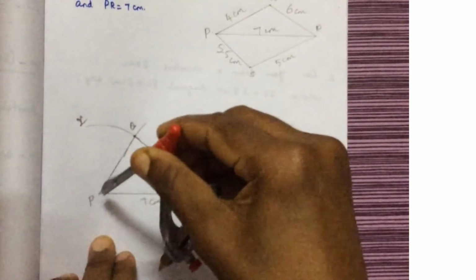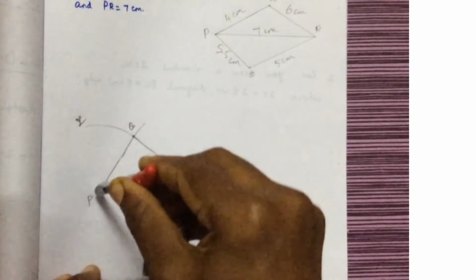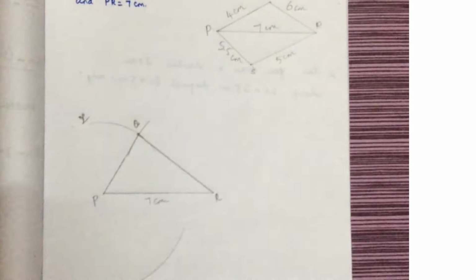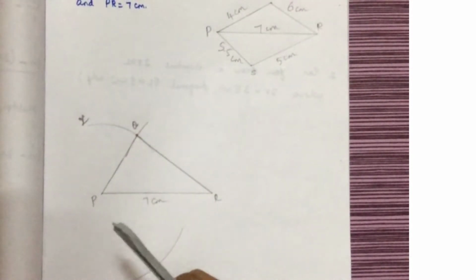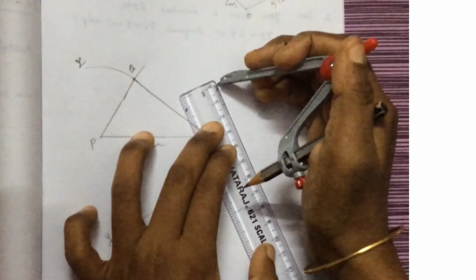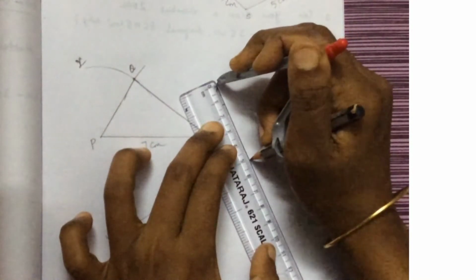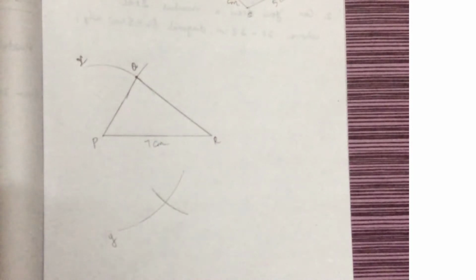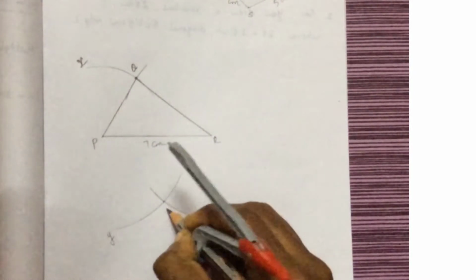With P as center, cut an arc, name it as some Y. Okay, again with R as center, you have to draw an arc for 5 centimeter radius. This is 5 centimeter. From here, cut an arc like this and make the meeting point as S.